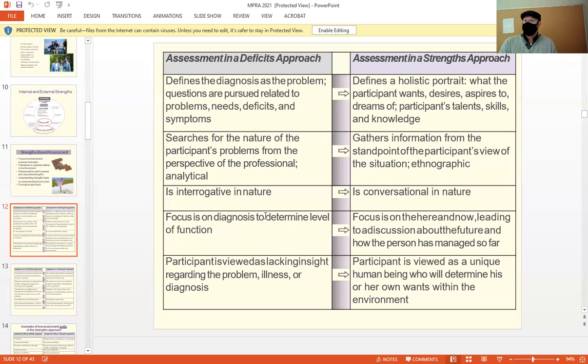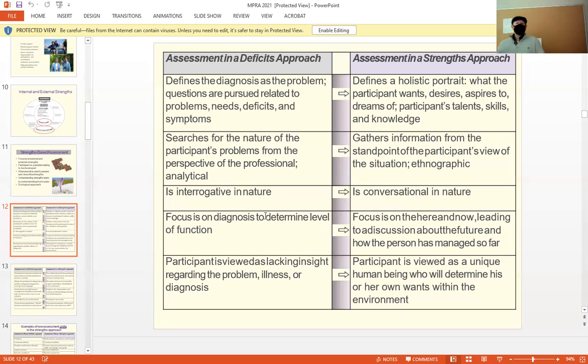Strengths approach, you gather information from the standpoint of the participant's view of the situation. You find out how it feels to be them, how it affects their life, how they would like to change it, how life would be better if this was different. You get their input. That's the main thing. In the deficits approach, a lot of time we're not getting enough of the patient's input. So remember that. That's where we show that we care. We get their information from them because we ask them about what they truly care about, what they want to improve.